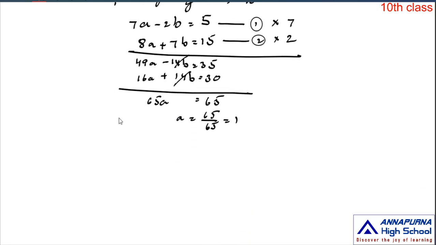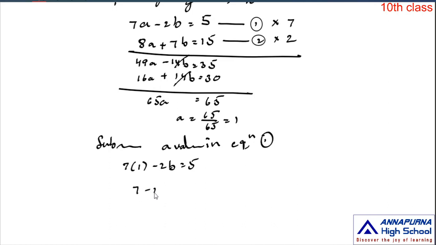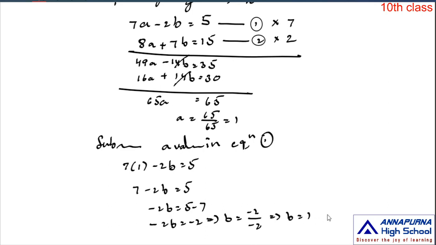Now substitute this a value in either equation 1 or equation 2. Here I am substituting this a value in equation 1. So 7 into 1 minus 2b is equal to 5. 7 minus 2b is equal to 5. Minus 2b is equal to 5 minus 7. Minus 2b is equal to minus 2. So b is equal to minus 2 by minus 2. That implies b is equal to 1.